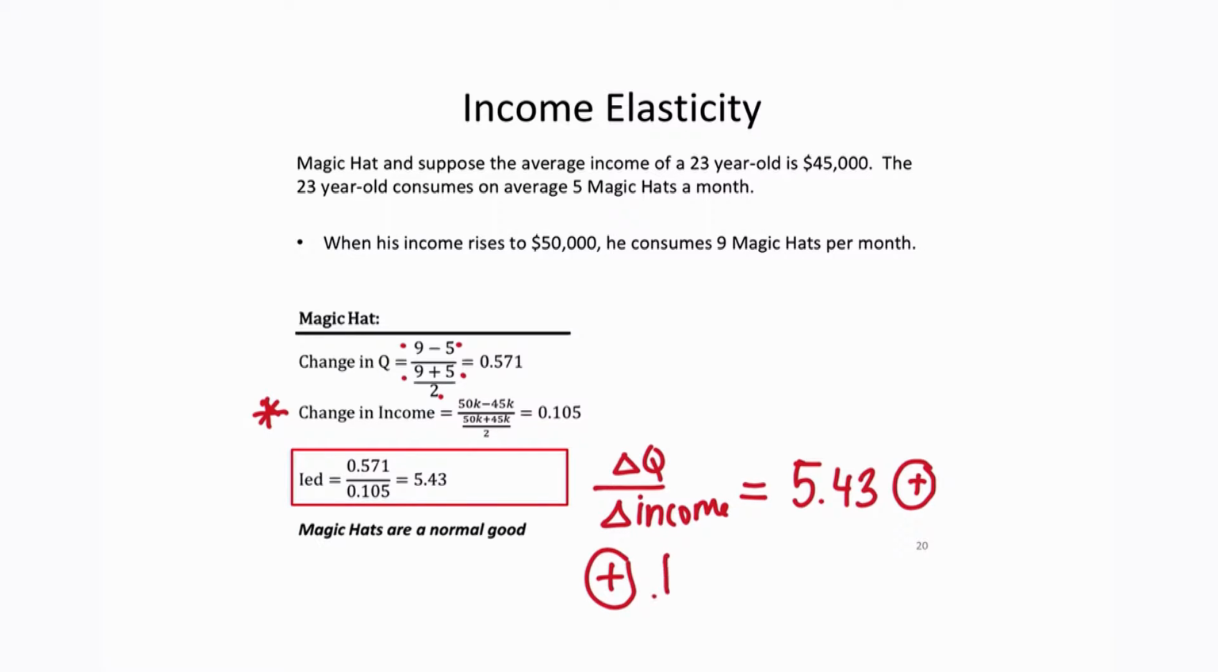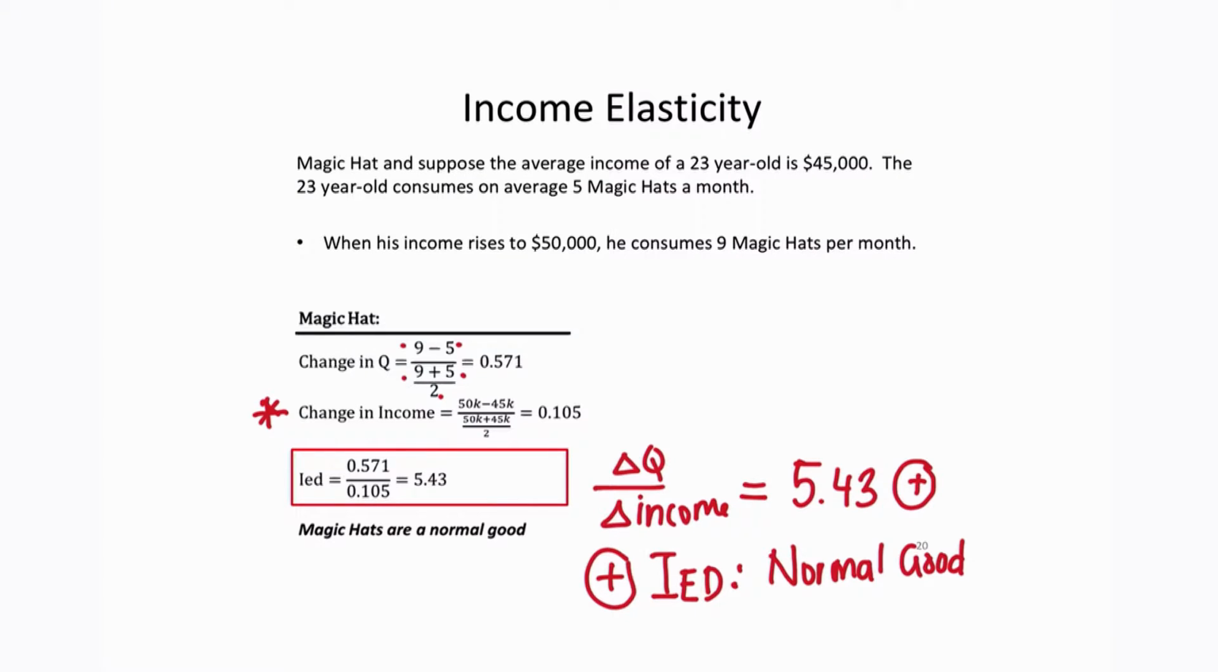So with a positive income elasticity of demand, this tells us that Magic Hat beer is a normal good. You consume more with more income. Now, if the income elasticity of demand, on the other hand, was negative, this is telling us that with a rise in income, your demand is falling. So a negative income elasticity of demand tells us that we are talking about an inferior good.